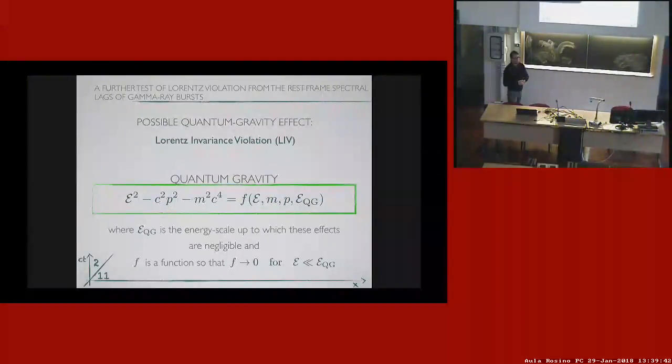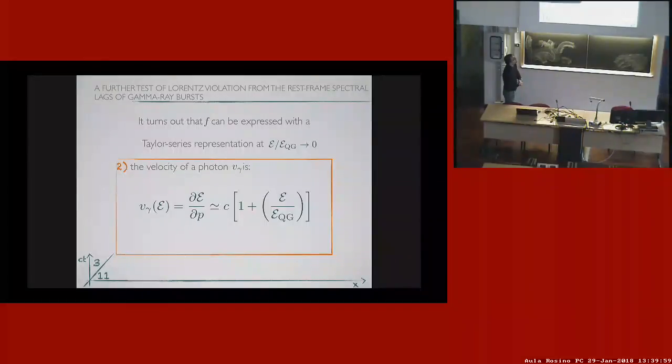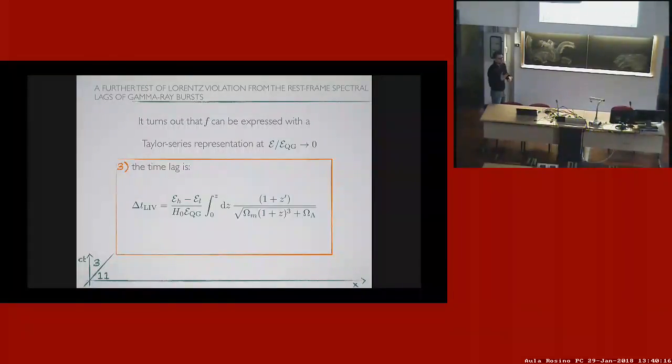The requirements that we ask for the function f allow us to express it by means of a Taylor expansion, stopped at the first order. This is the square of the energy, and by solving the Hamilton equation, we have the so-called dispersion relation for photons. It may sound a little bit strange, but anyway, if we apply the time redshift relation of cosmology, we can retrieve the expected spectral lag induced by violation of the Lorentz symmetry.